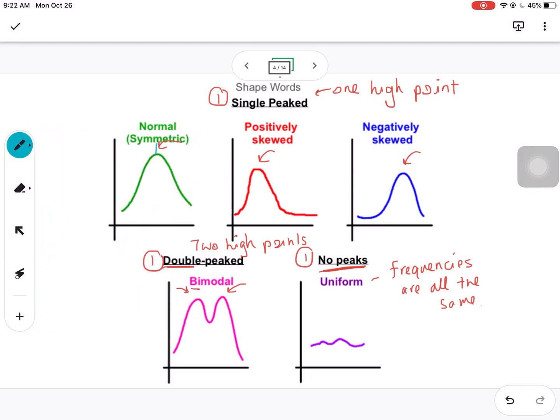For a normal graph, it's very symmetric. This would be like where the center of our data is. And this is often called a bell curve because it looks like a curve shaped like a bell. Basically, it's the same on both sides. Like if you folded over that center line, it would be the exact same. So it's very symmetrical. We call this a normal distribution.